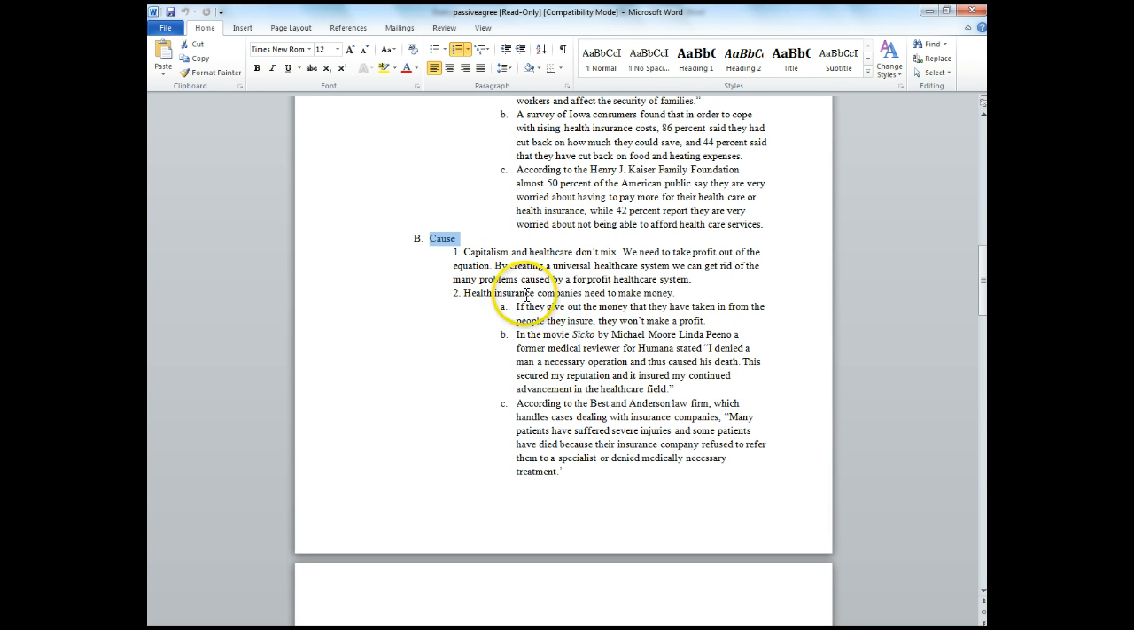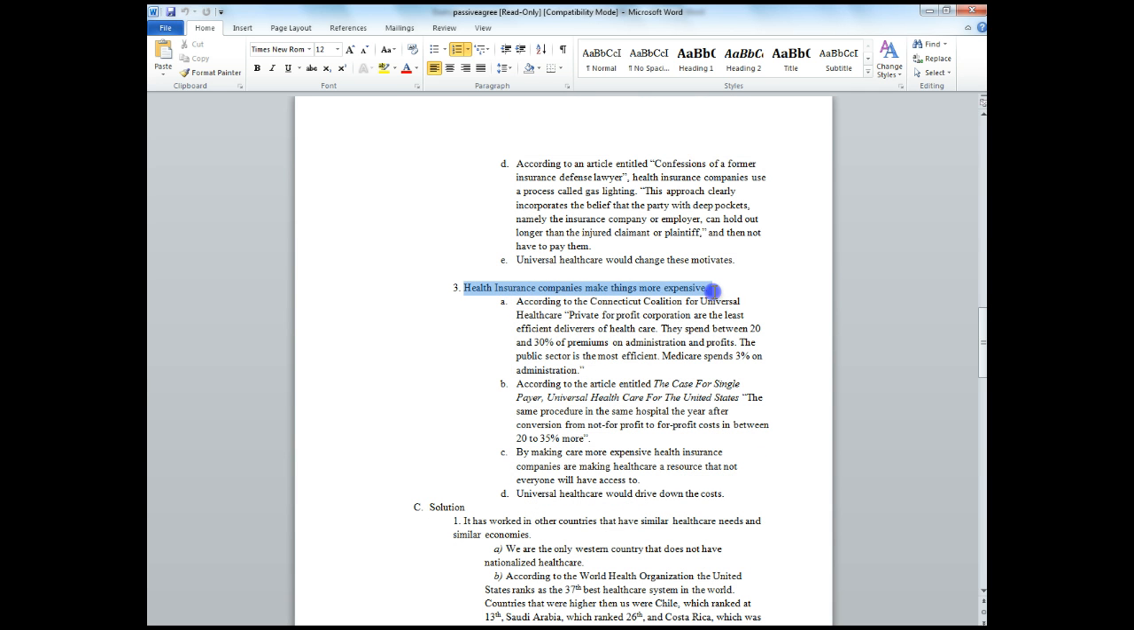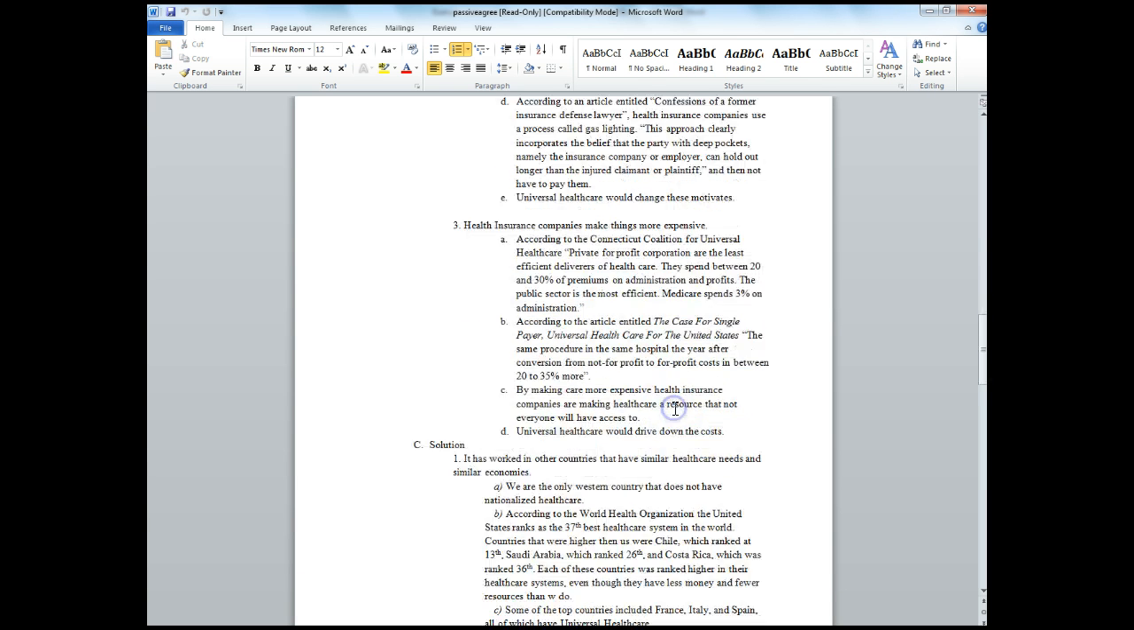Now remember, like I said earlier, this is optional. If it doesn't help your case, right, if there's no clear cause or the cause really doesn't help the argument, you can leave that off. However, this student does. So they're saying capitalism and healthcare don't mix, and then they prove that with a few different points that they bring in here. And then also talking about that they make things more expensive. Same thing. Prove that with evidence.